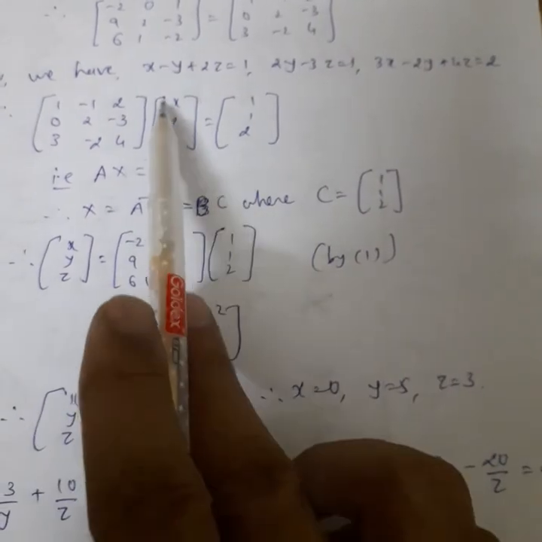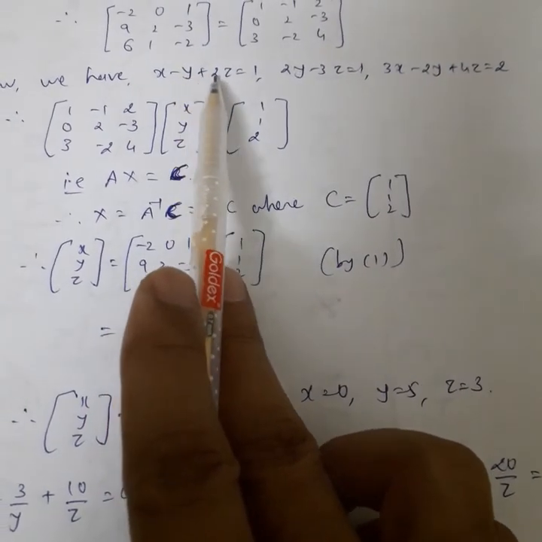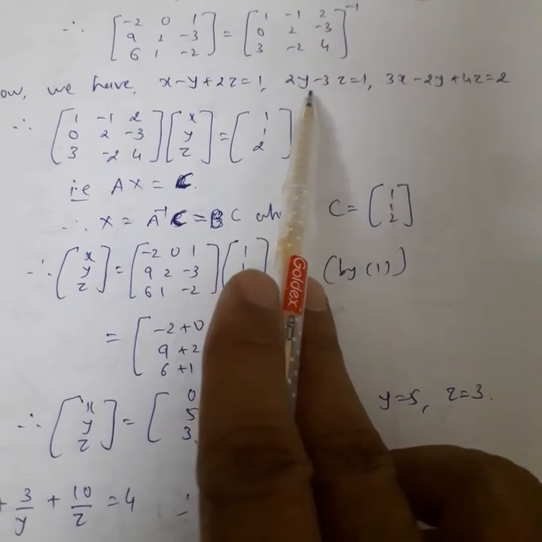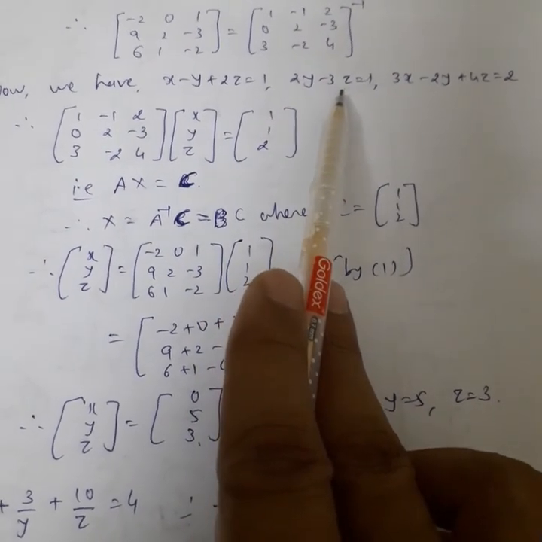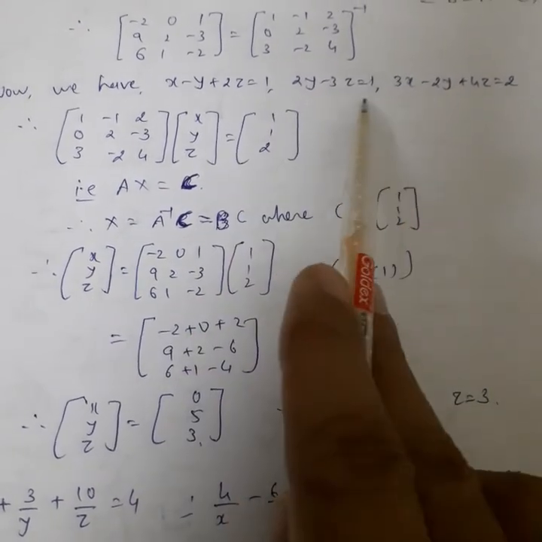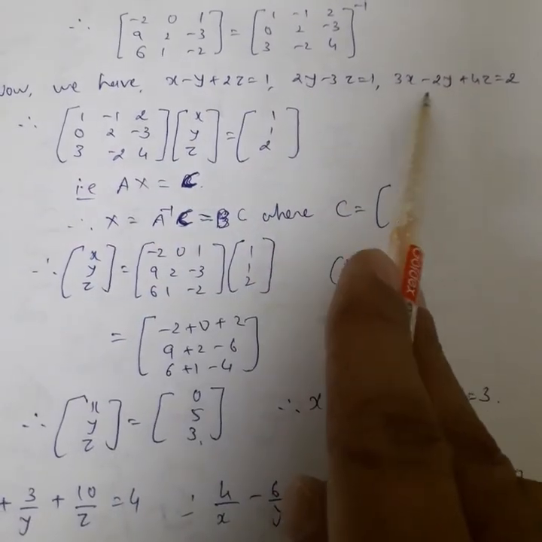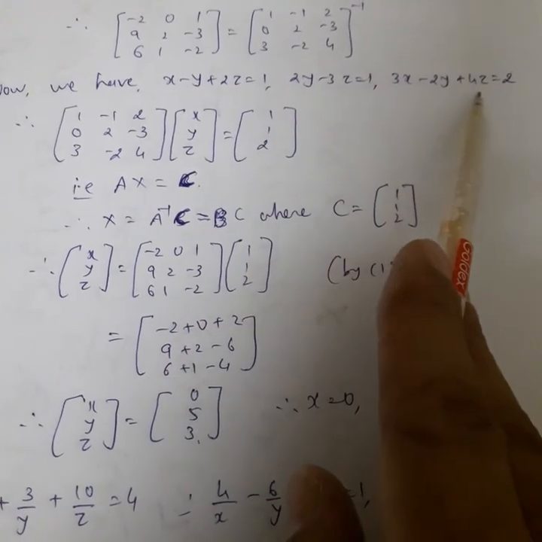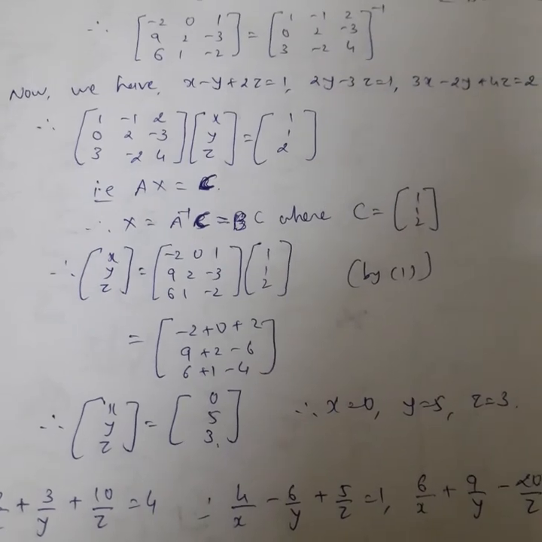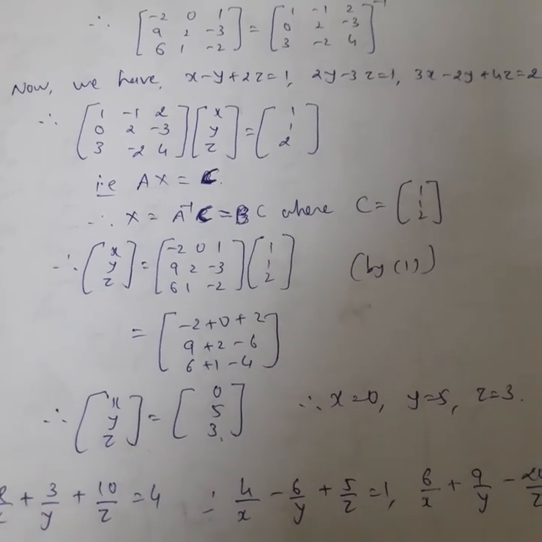So x is 0, y is 5, giving minus 5, and 6 minus 5 is 1. In the next, x is 0, y is 5, so 5 into 2 is 10, z is 3 so that is 9, and 10 minus 9 is 1. X is 0, so cancel, y is 5, so 5 into minus 2 is minus 10, z is 3, so 12, and 12 minus 10 is 2. All these equations are satisfied, which means our answer is correct.